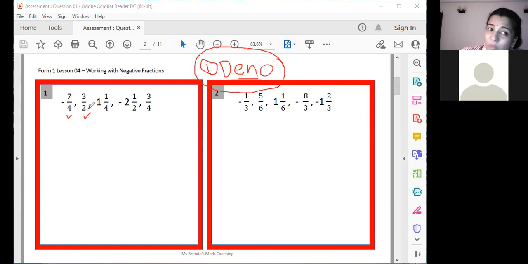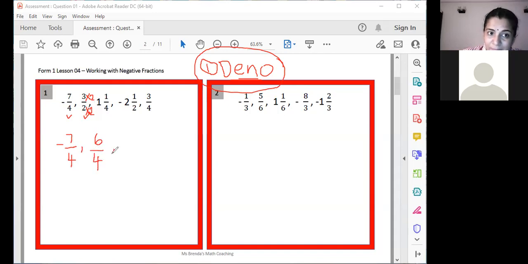So if this denominator is 4 and this denominator is 2, how to compare? Cannot. But I know I can change my 2 to become 4. How? Times 2. What you do at the bottom, you also do at the top. So you rewrite your fraction again. You write -7/4. You don't kacau. But this fella now becomes 6/4.